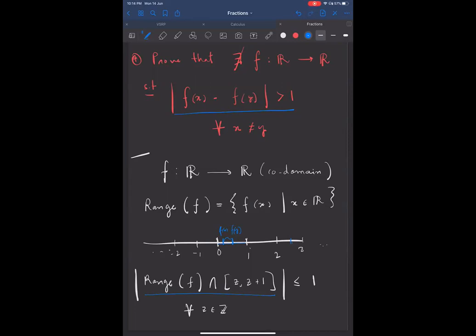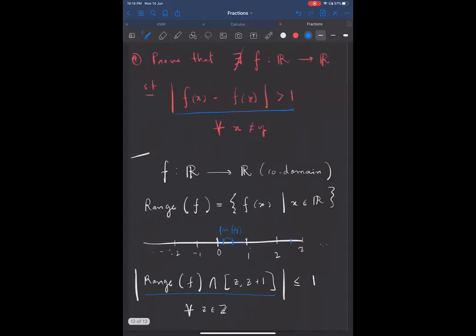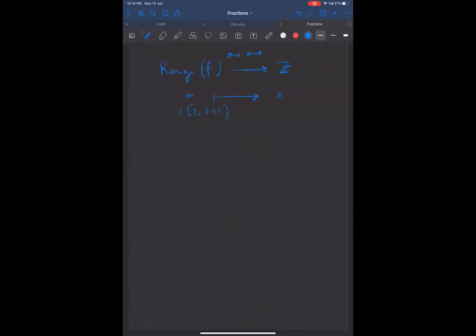Okay. So from that we can say one thing. What can we say? For each of these intervals, we can map the points to the set of integers. Exactly. So we can take a map from the range of f to Z. If suppose there is a point here, let's say x, we map this to z if x lies in [z, z+1]. So this is what we map. In other words, this map is one-one, and we can say that the range of f is countable. So this is our final claim from this.